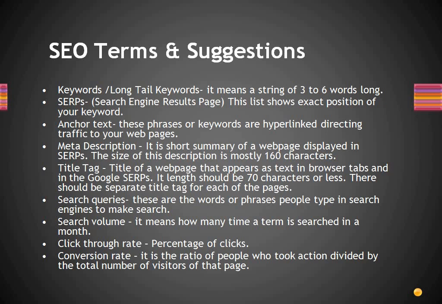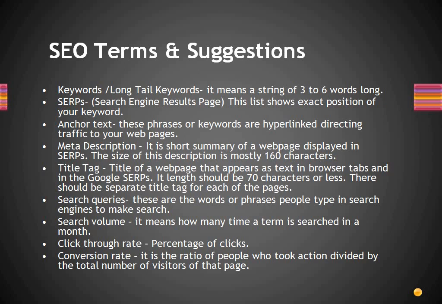Title tag. Title of a web page that appears as text in browser tabs and in the Google SERP. Its length should be 70 characters or less. There should be separate title tag for each of the pages. Search queries. These are the words or phrases people type in search engines to make search. Search volume. It means how many times a term is searched in a month. Click-through rate, percentage of clicks.